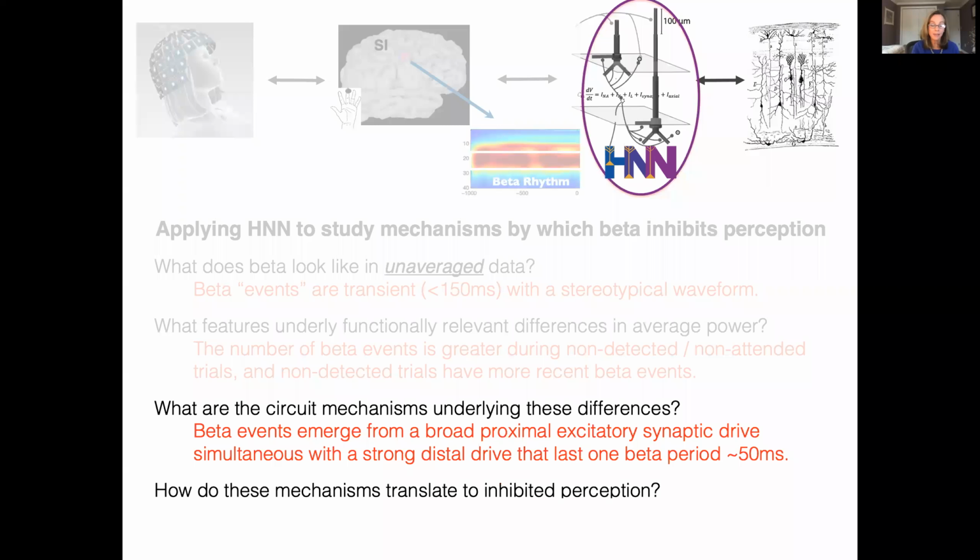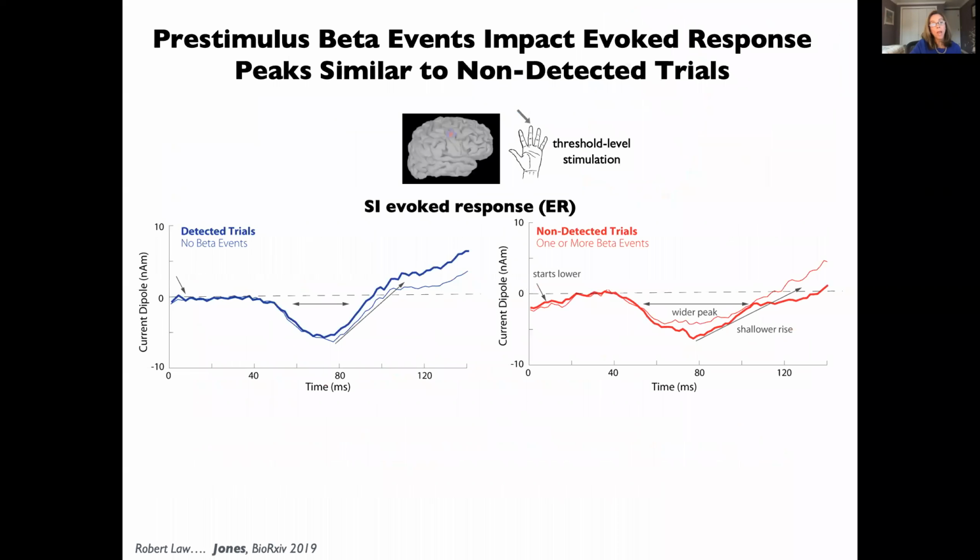So now, finally, how do these mechanisms translate to, I don't feel that tap to the finger? When this mechanism is present, the subject doesn't feel the tap. Well, the first thing we did was we looked at our MEG data, and what we see here is the evoked response from that tap to the finger, right? So you tap the finger, you get an evoked response in the primary somatosensory cortex. This is what the response looks like when I average over trials where I detected the tap, and when I average over trials where I didn't detect the tap, here in red.